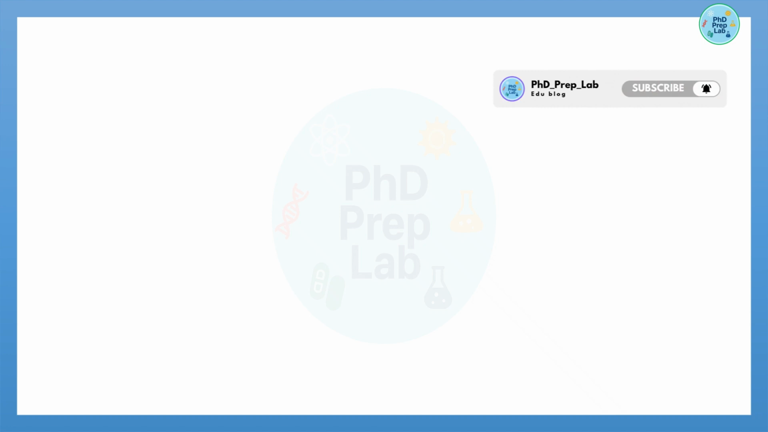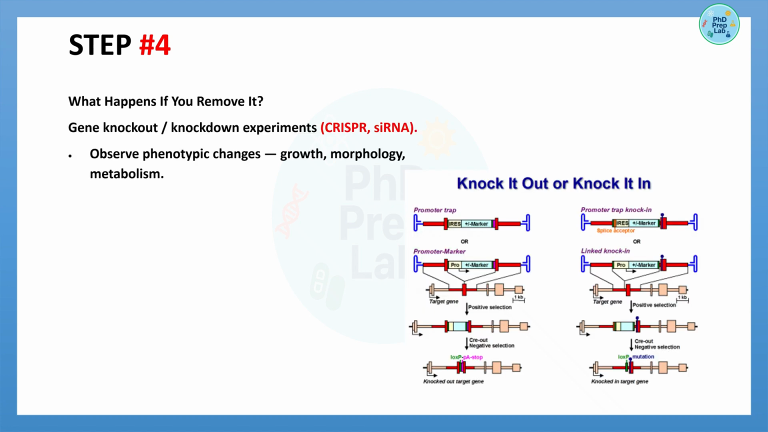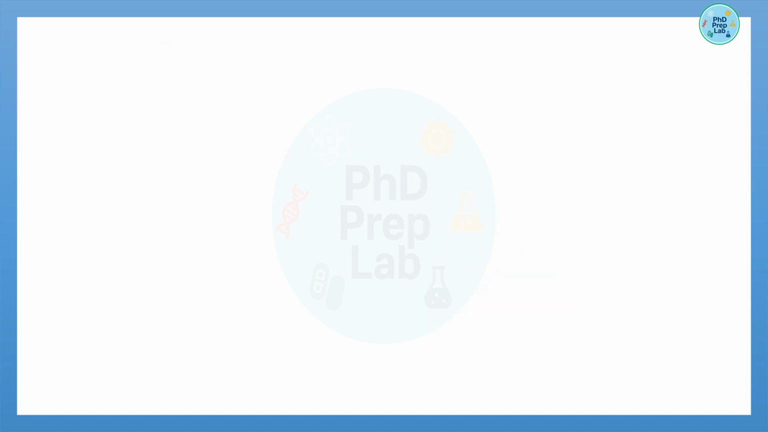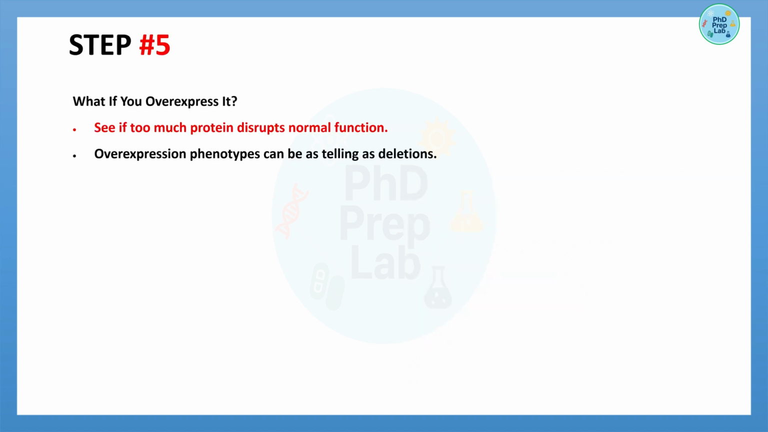Next step would be to know what happens if you remove it. That is gene knockout experiments, and then observing phenotypic changes like growth and morphology. Meanwhile, we can also try to find out what happens if you overexpress it. So you can see if too much protein disrupts normal function; overexpression phenotypes can be as telling as deletions.